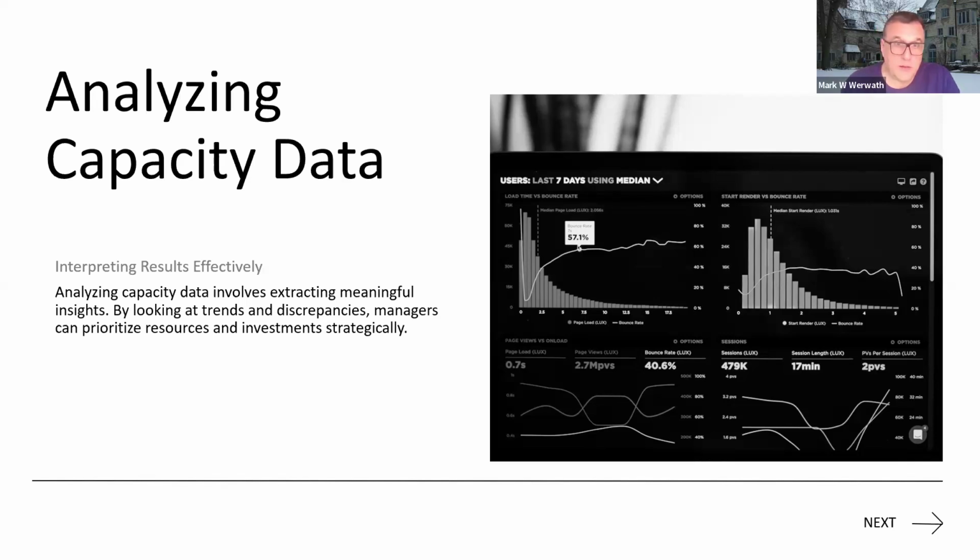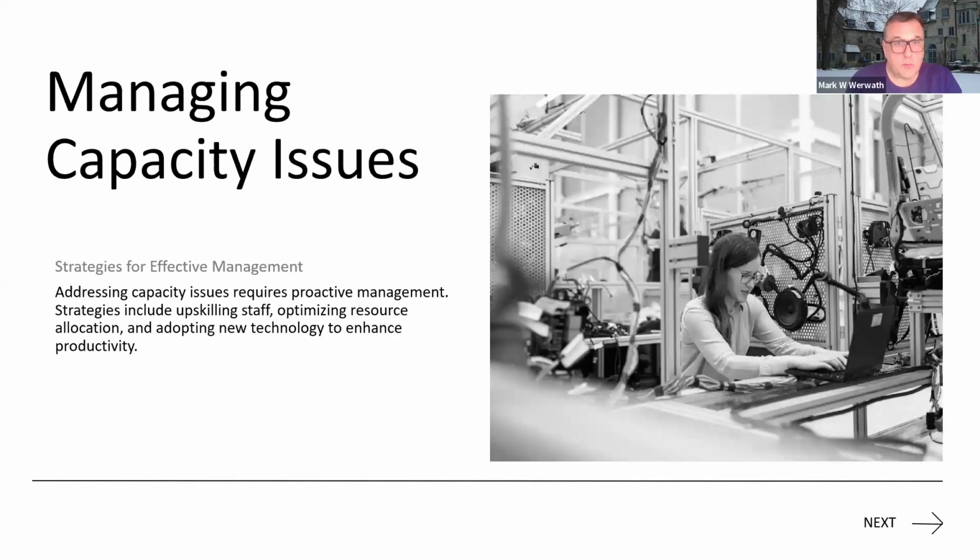This should be based on capacity data that you can point to and say, I have openings and needs here, here, and here in order to achieve our roadmap or to achieve the next generation of roadmaps, right? Managing capacity issues requires proactive management, right? So upskilling your staff, optimizing resource allocation, adopting new technologies. This is an ongoing process that you need to follow, right?